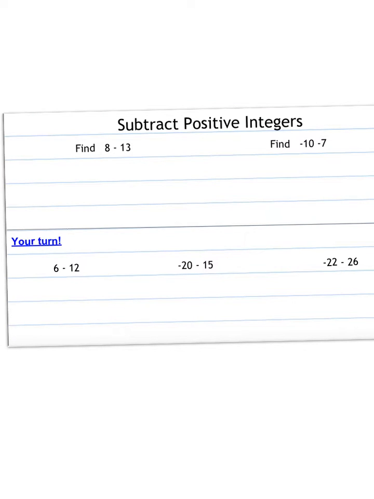Okay, so here we have 18 minus 13. Okay, so we cannot take 13 away from 8 since we don't have enough, so we're going to turn this into an addition problem. And we find the opposite of 13, which is negative 13. Now we have 8 plus a negative 13. So since the signs are different, we find the difference between them, which is 5. And we have more negatives than positives, therefore our answer is negative.